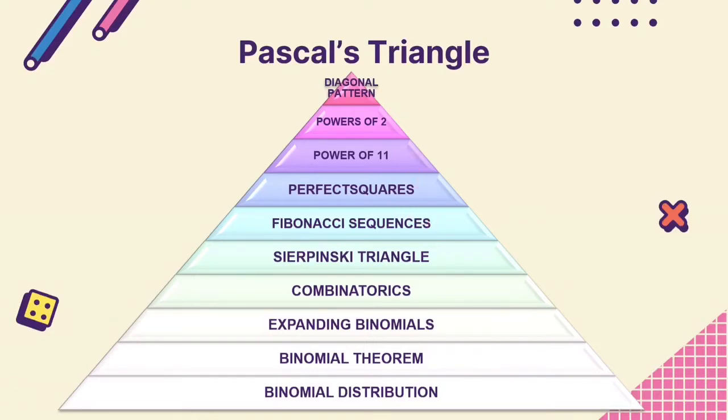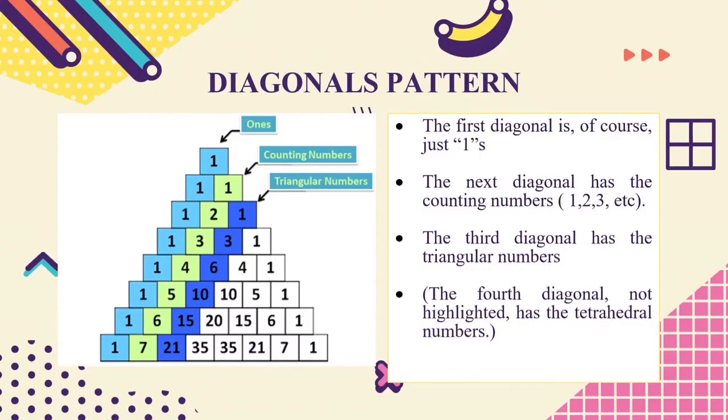So, let's start to discuss diagonal pattern. The first diagonal is of course just ones. The next diagonal has the counting numbers: 1, 2, 3, 4, 5, 6, 7. The third diagonal has the triangular numbers: 1, 3, 6, 10, 15, 21. And the fourth diagonal, not highlighted, has the tetrahedral numbers: 1, 4, 10, 20, and 35.